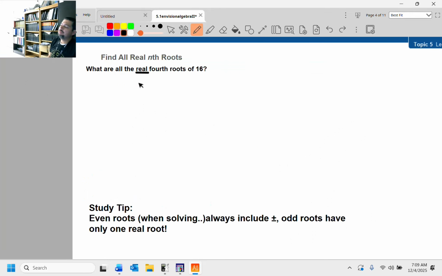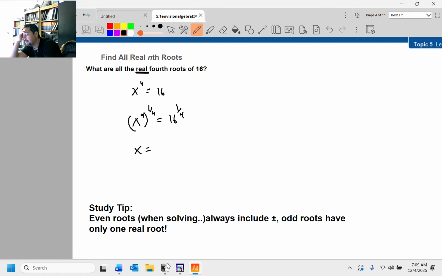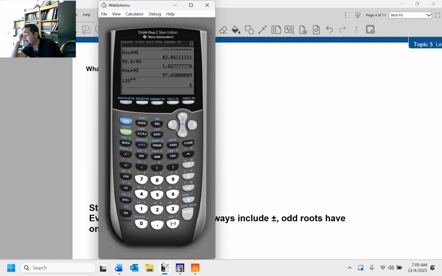All right, what are all the real 4th roots of 16? So what you have here is you have some number that's been raised to the 4th power, and it equals 16. And the opposite of the 4th power is its reciprocal. So we're going to raise both sides to the reciprocal of 4, which is a quarter. And if I don't know what the 4th root of 16 is, bless me. But you can just push buttons in a calculator. 16 to the 1/4, the calculator is going to tell you it's 2, but that's only half the truth.